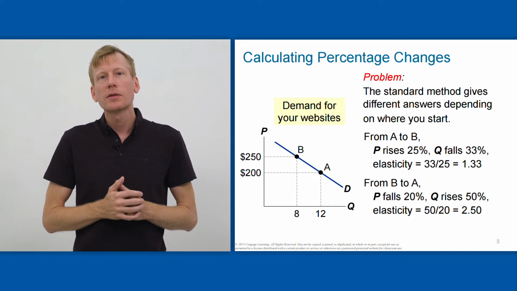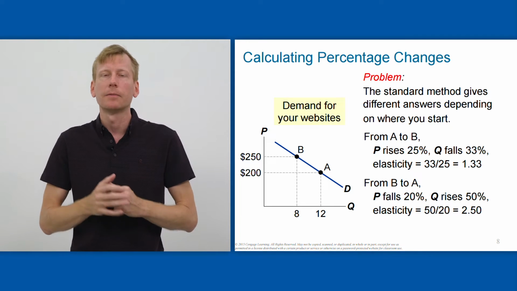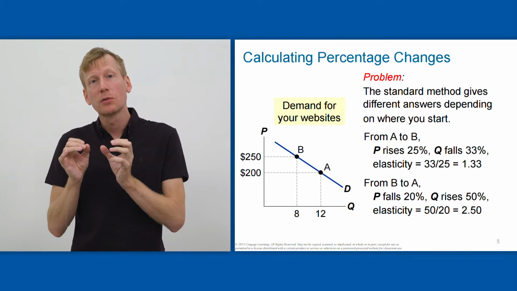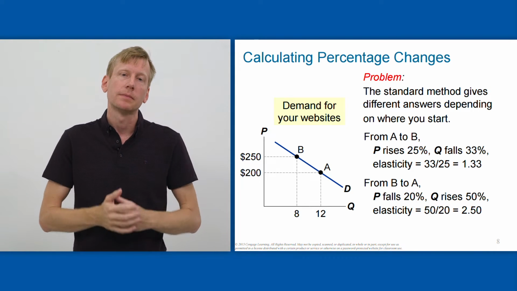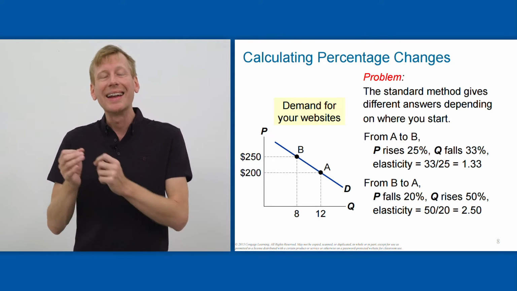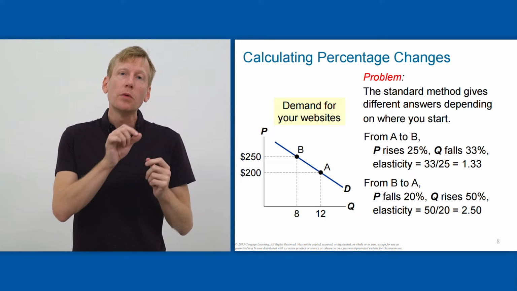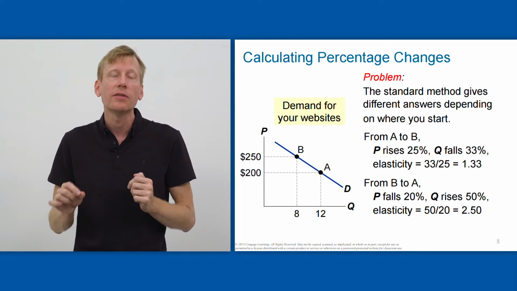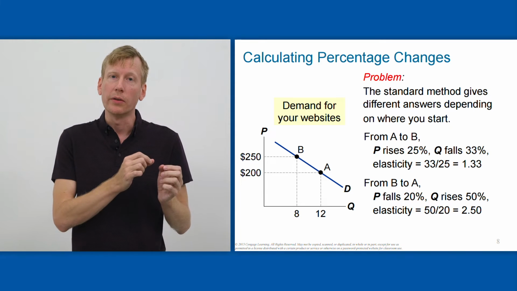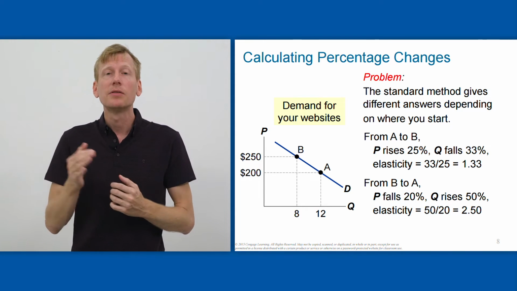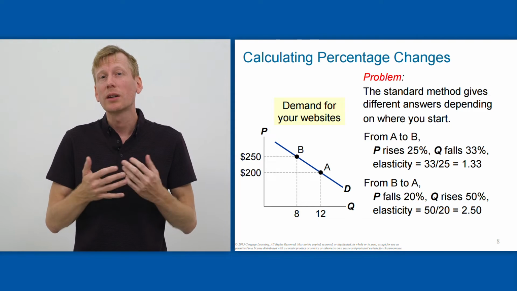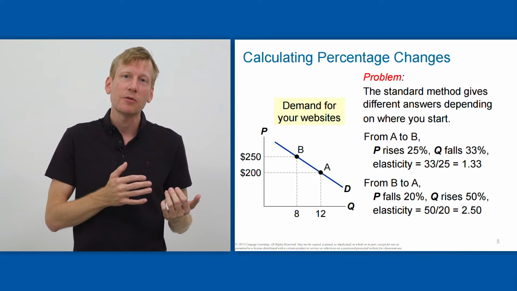Now, if we choose the starting point to be point A, then we would calculate the percentage change as 250 minus 200 divided by 200. On the other hand, if we chose B to be our starting value and moved downward along the demand curve instead of upward along the demand curve, then our percentage change in price would be 200 minus 250 divided by 250. And that would give us a percentage change of only 20% and not 25%.